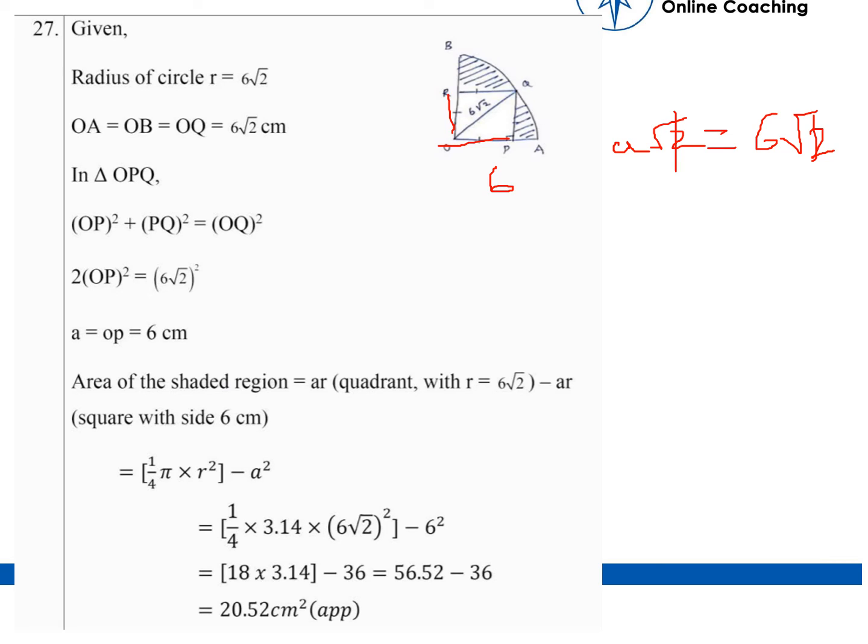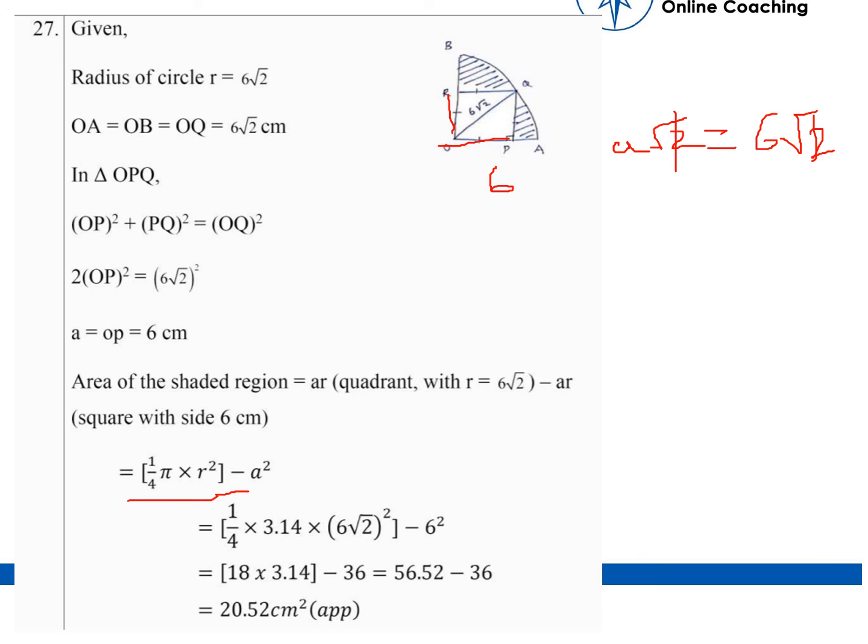So we need to find the area of the shaded region. In order to find the area of the shaded region, we find the area of the whole quadrant and we subtract the area of the square from it. So we know that the area of a quadrant is 1 by 4 pi r square. So here r is given as 6 root 2.